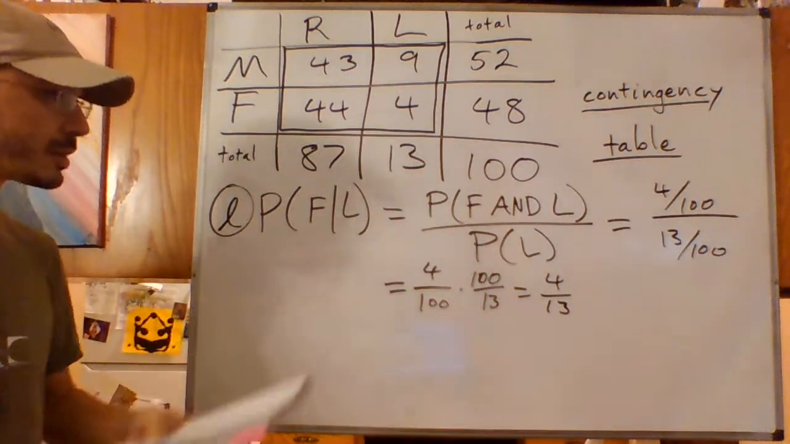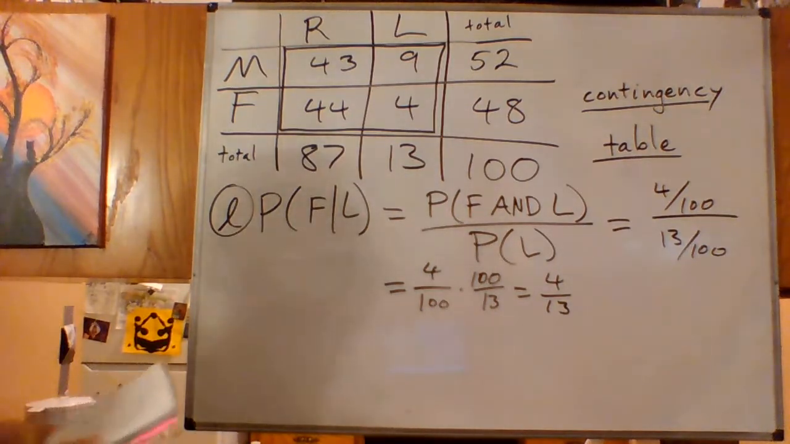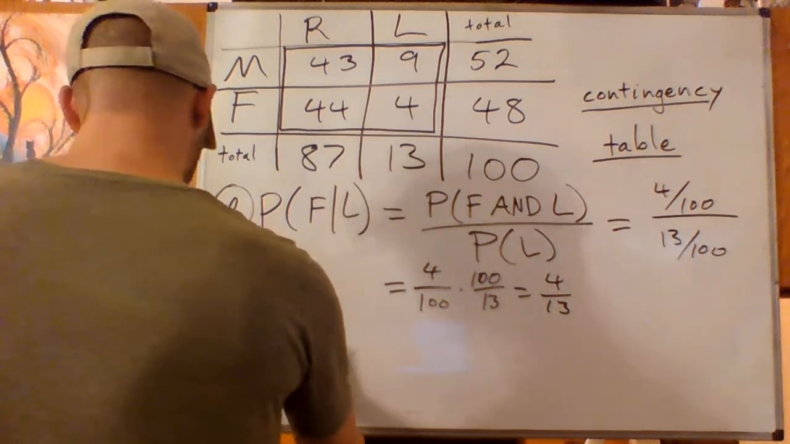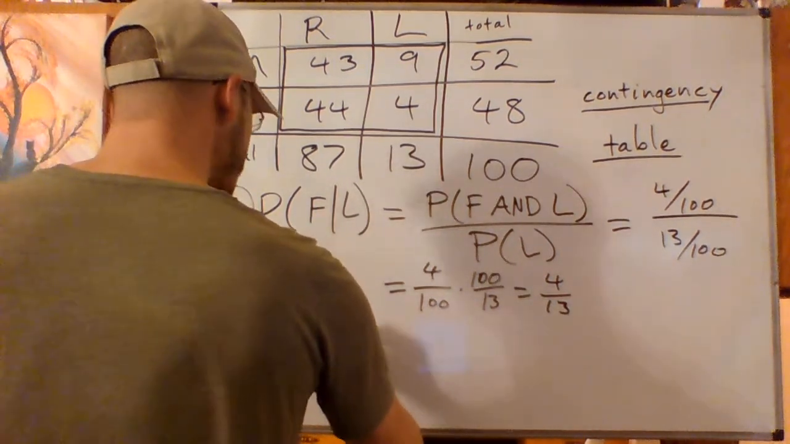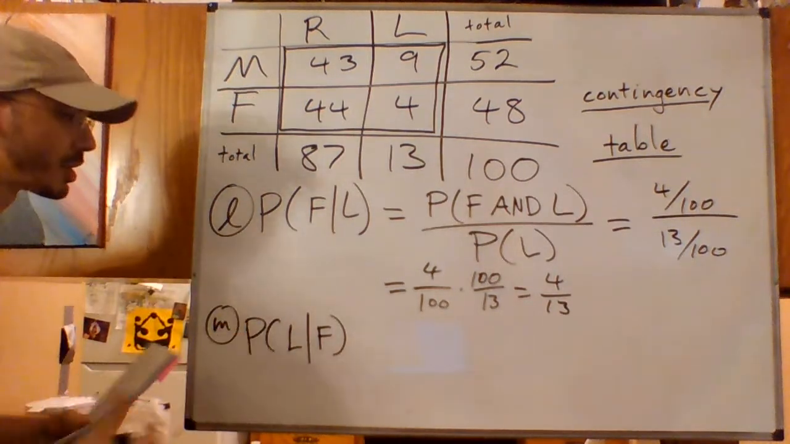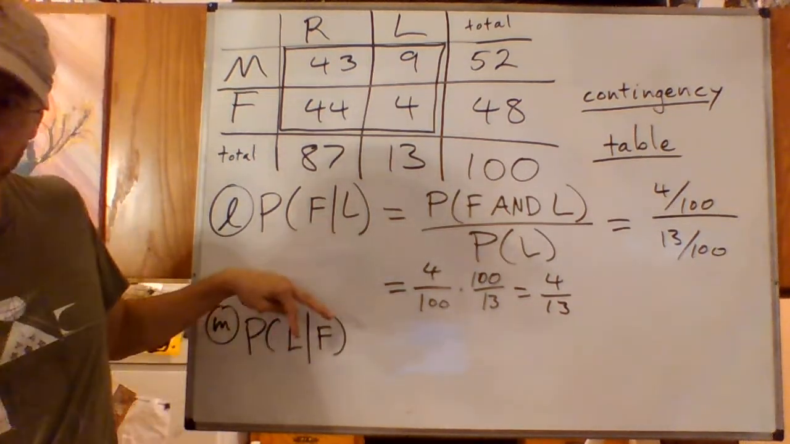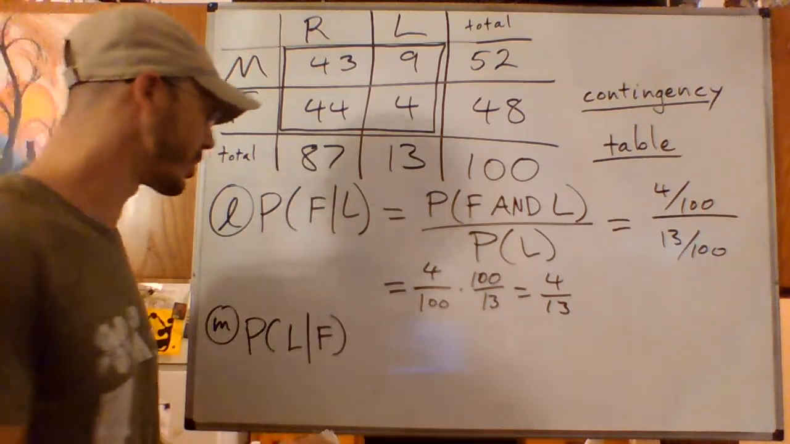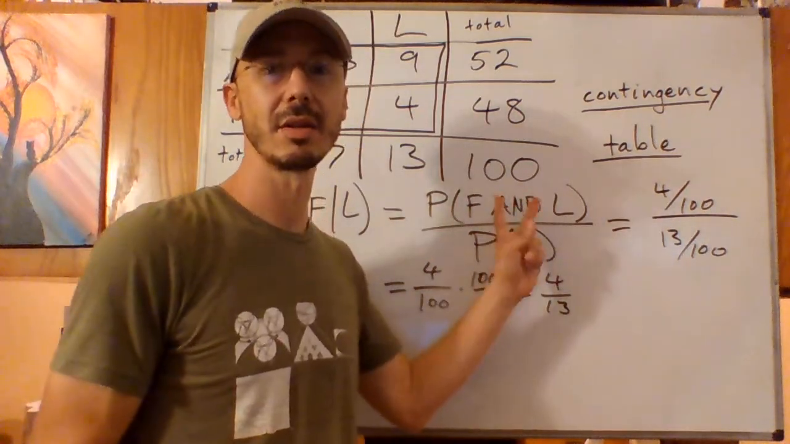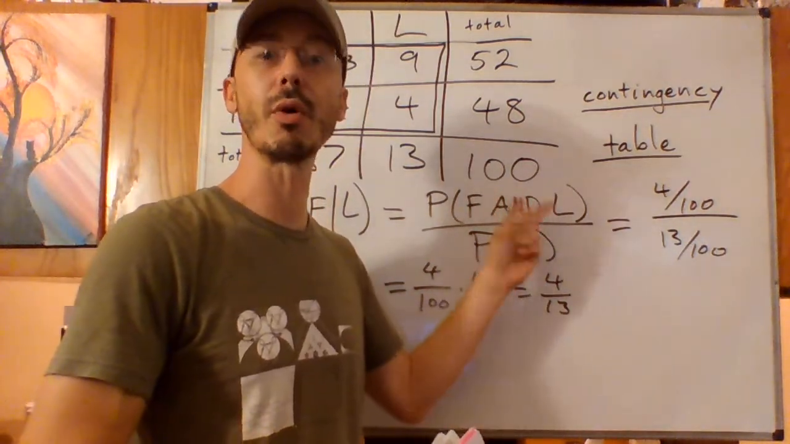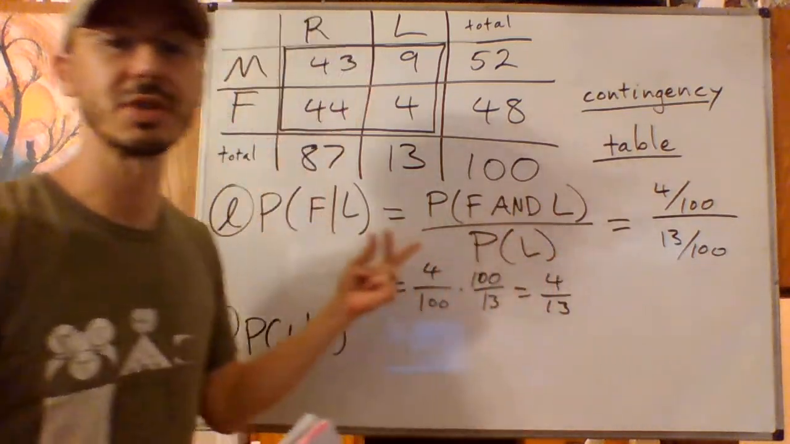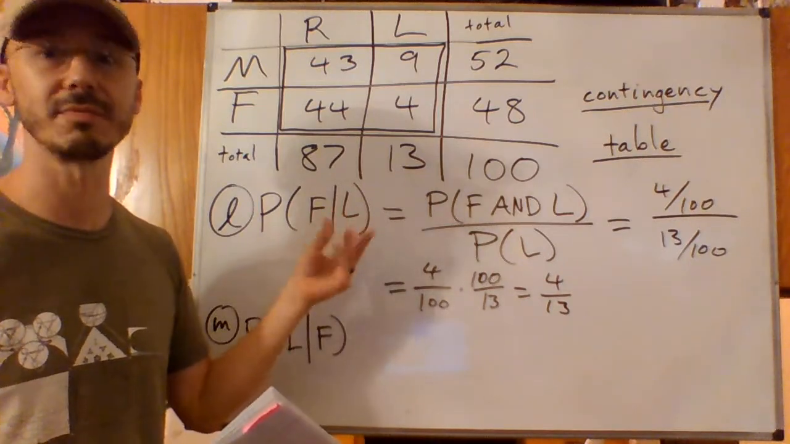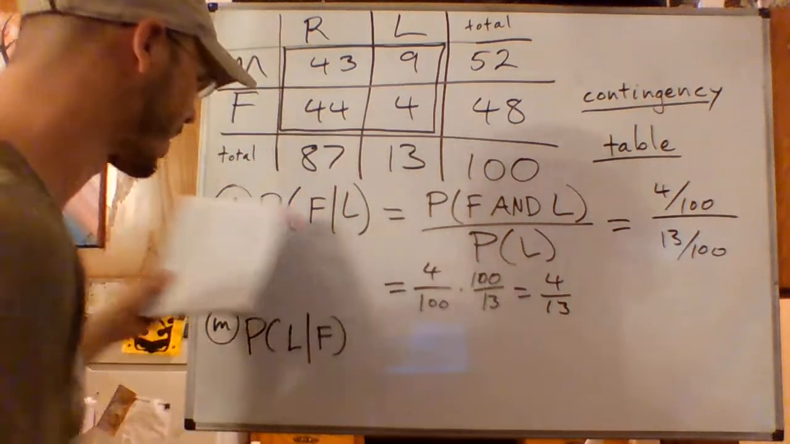And then finally, part M says the probability of L given F. And this is another one of those comparison situations where they're trying to get us to look at something different, to emphasize that it's a different thing. If you switch the order with the and, it's the same. If you switch the order with the or, it's the same. If you switch the order with the conditional probability, it's usually quite different. So this one does not commute.